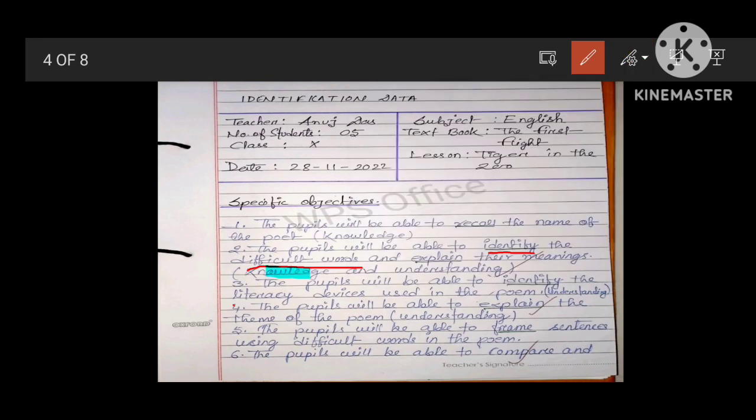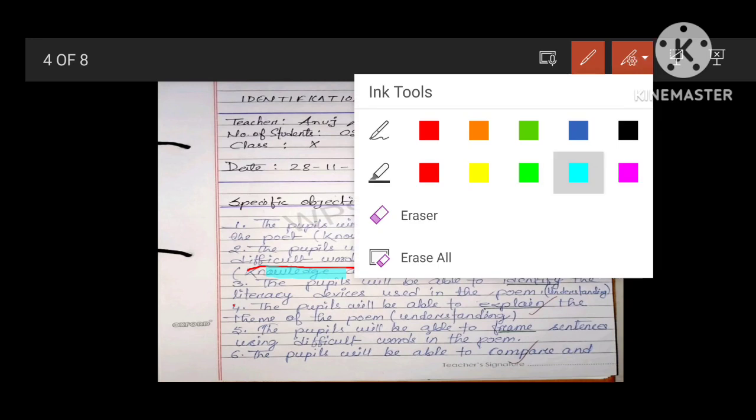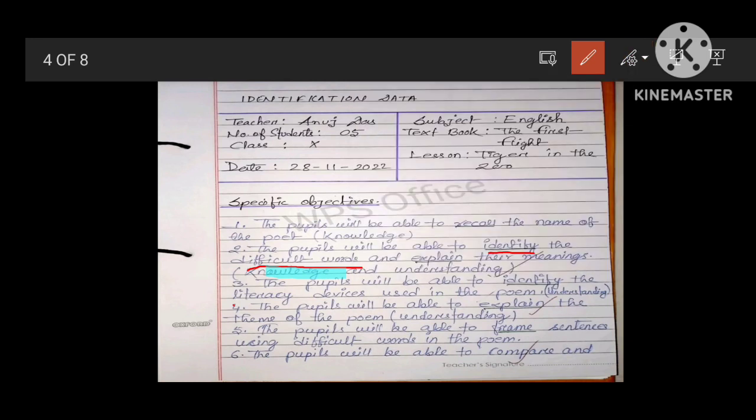So when they identify, they will have some knowledge, therefore they have identified these difficult words. Why? Because they have the knowledge of this. So this cognitive domain knowledge level is applicable here. And then moving to explain, the pupils will be able to explain their meaning also.